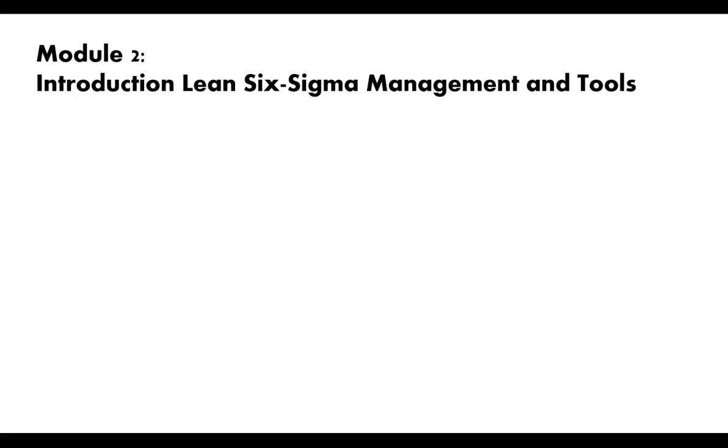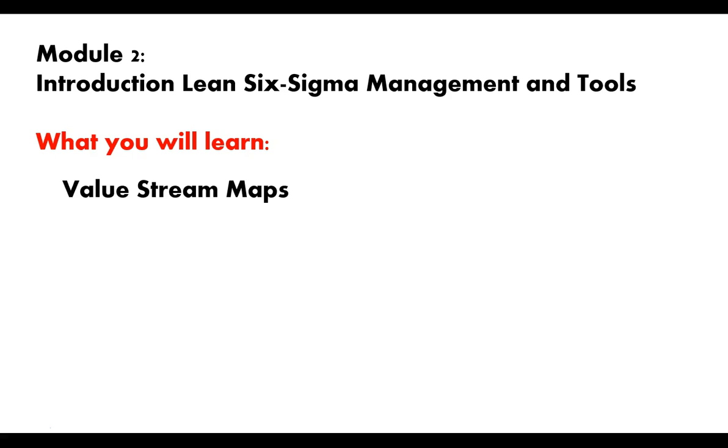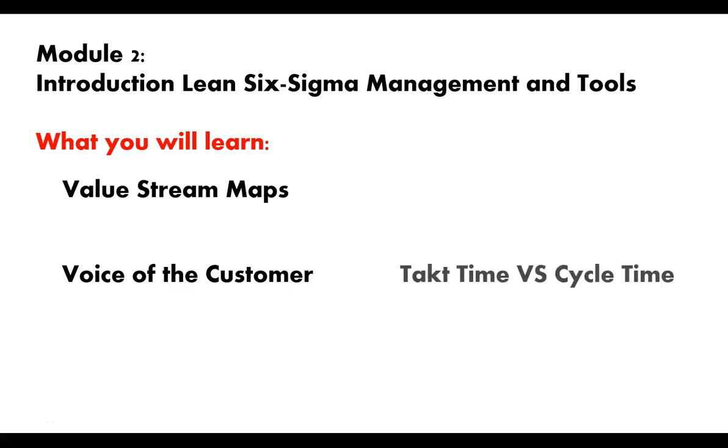So for Module 2, Introduction to Lean Six Sigma Management and Tools, what are you going to learn? What are you going to get out of this? Some of the things that we are going to cover in this particular module are value stream maps: how they're made, what they're used for, and why they're more valuable than a typical process flow diagram. So we'll go over some of the details of value stream mapping. We'll understand more about the voice of the customer, what it actually is that the customer wants, what they value, and how we can maximize that.